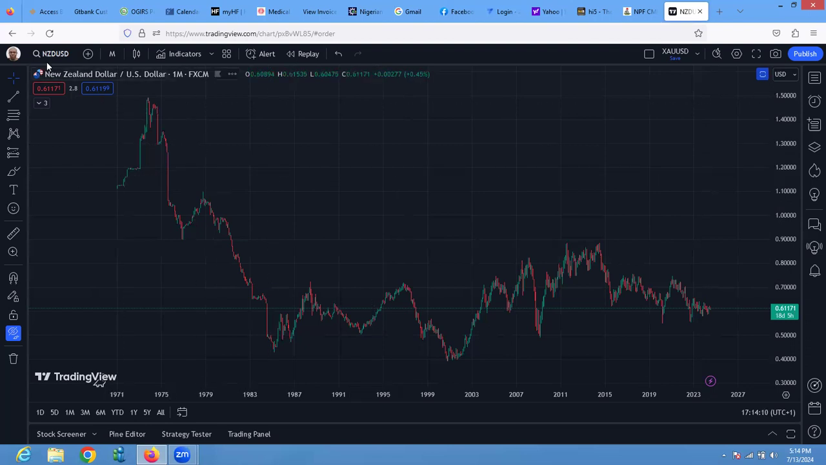Now, this is the New Zealand dollar. If New Zealand gains strength, that means it's going to buy. If the US dollar gains strength, it's going to sell. So this thing has been in a downtrend, which means that New Zealand has been so weak against the dollar. And that's why we've been seeing it go downtrend.